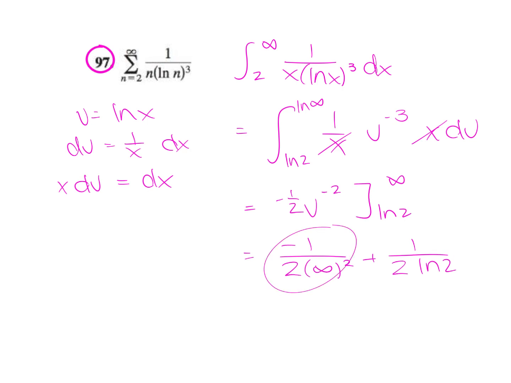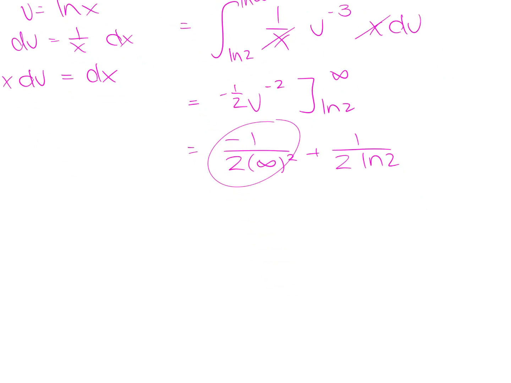This is going to go to what? 0. So I do get a constant back out. Because of that, the integral test tells me what? Converges. All right. I like my way better because I did these.